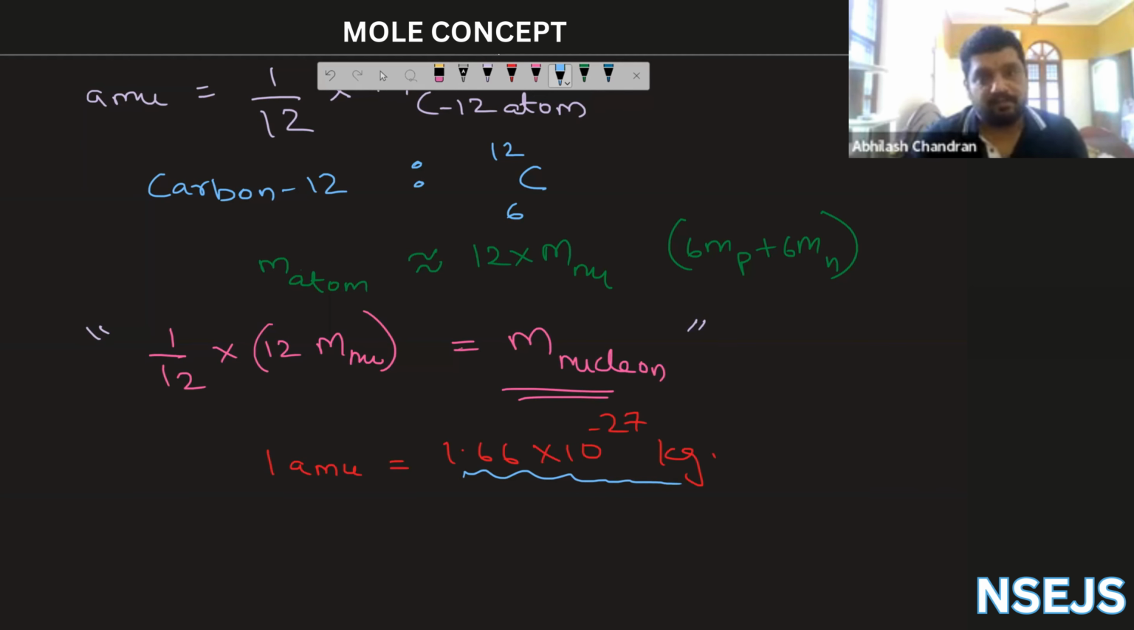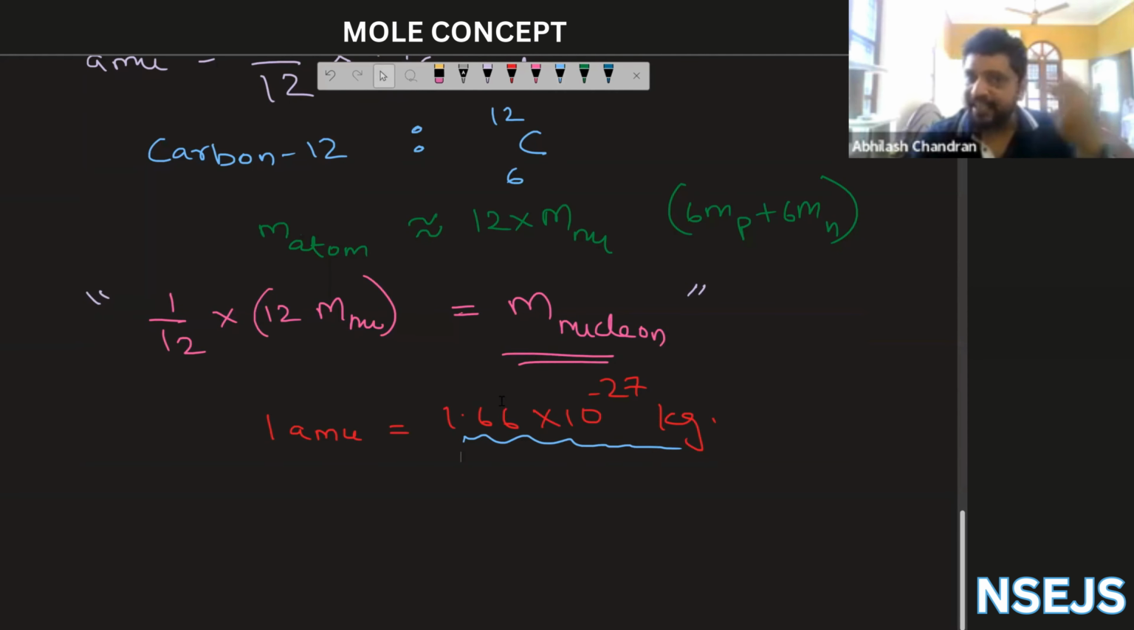So the reason for that is something called mass defect, or nuclear binding energy. The point is, we'll deal with it in detail when we go into nuclear chemistry as a part of chemical kinetics.